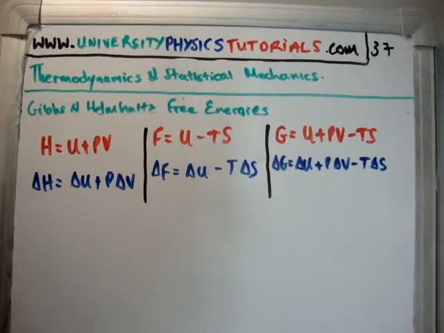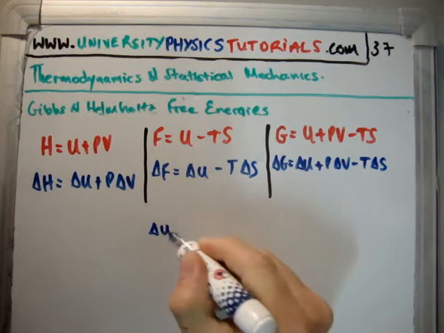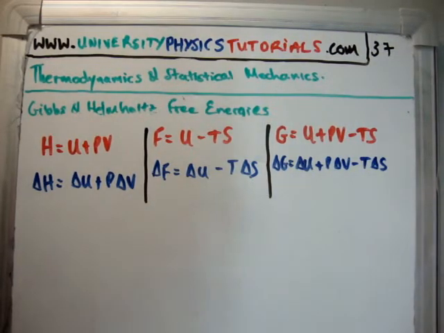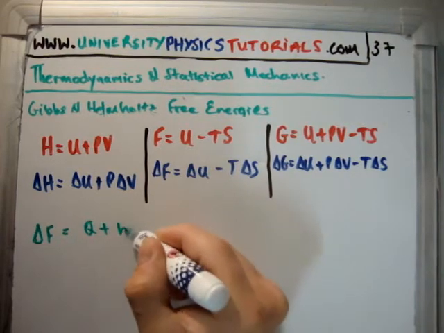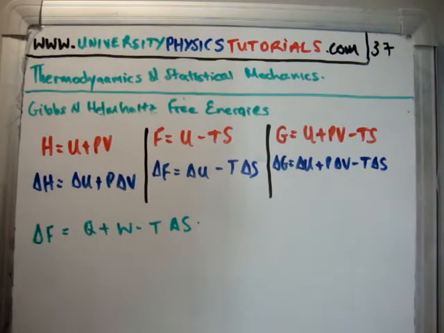Now, there are one or two more things I'd like to show you. We spoke about the different changes, okay? And we know that the first law says delta U is equal to Q plus W, and I spoke about how we define that. So W, the work done, is positive if it's done on the system, and Q is positive if heat goes in. But if we look at delta F, delta F is equal to Q plus W minus T delta S, because I subbed in the first law, of course.